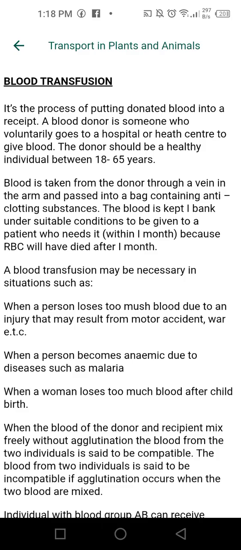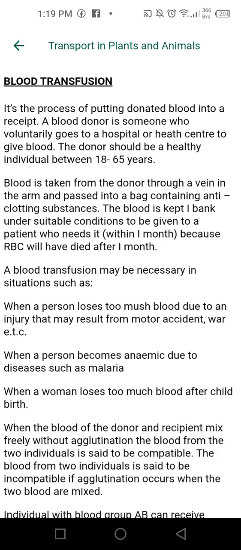A blood transfusion may be necessary in situations such as when a person loses too much blood due to an injury that may result from a motor accident, or cuts. When a person becomes anemic due to diseases such as malaria. When a woman loses too much blood after childbirth.